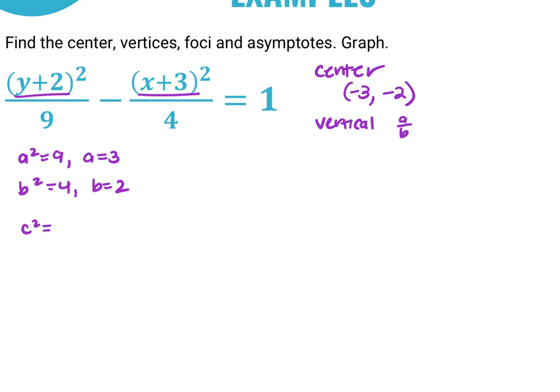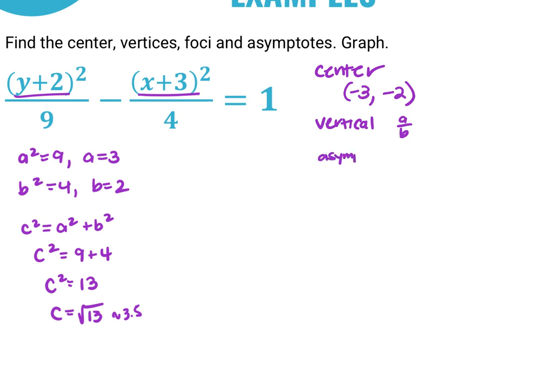C squared would equal a squared plus b squared. 9 plus 4, which is 13. So C is the square root of 13. Can't be simplified. Obviously have to be approximated when I graph it. It's in between 9 and 16, which means this is like a 3.5. But we'll keep it exact when we find our coordinate points.